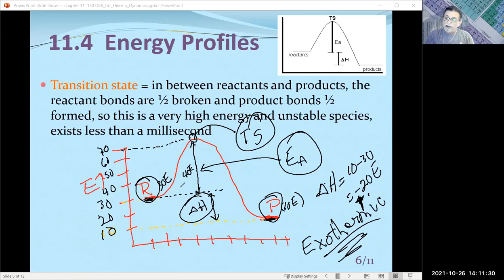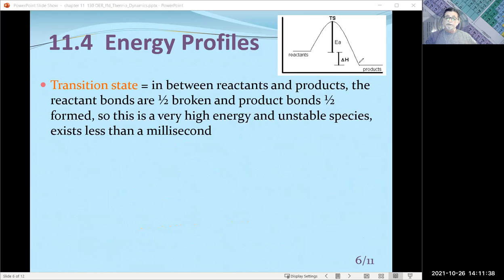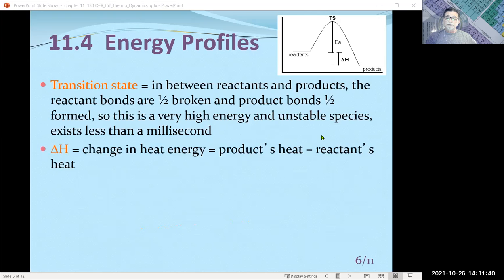Also, by looking at that reaction, be able to determine whether it's an exothermic or an endothermic reaction. Let me clear this up. The transition state, as I stated, is the top of the peak, where we get bond breaking and bond formation. Delta H is the change of the heat energy. Generally, that's also called the energy of the reaction: the energy of the products minus the energy of the reactants.